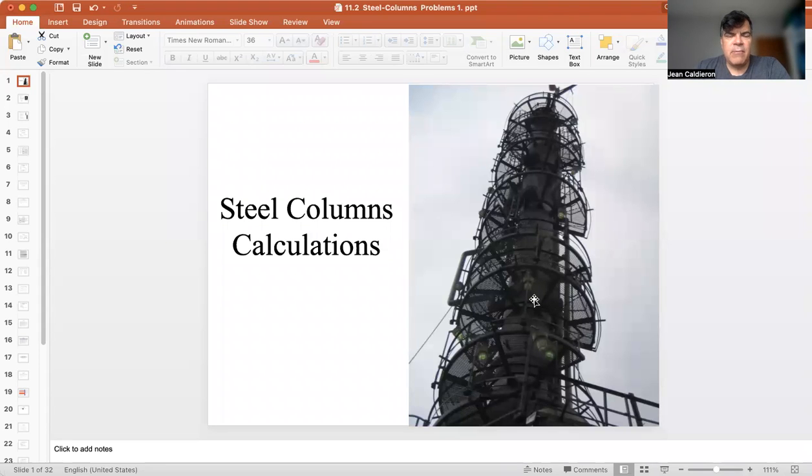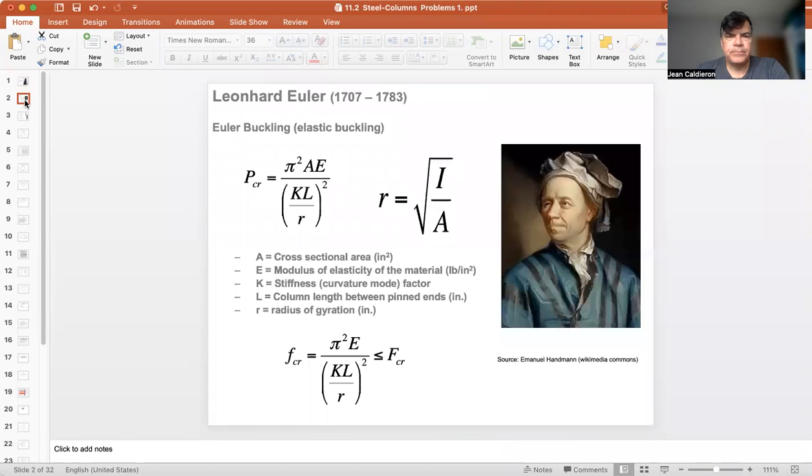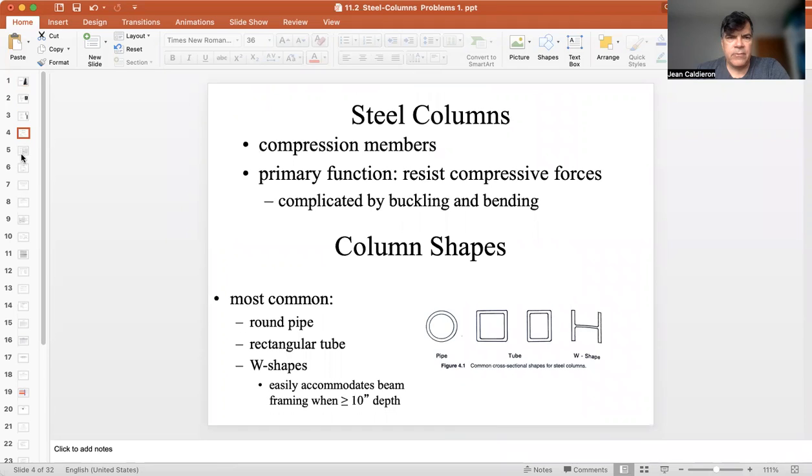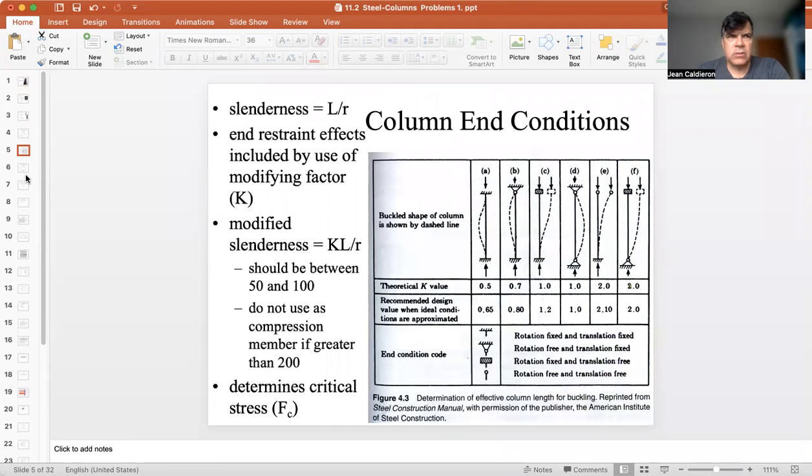This class is about the problems of steel calculations. I will not explain the theory of this class because we already did that during the classes. I spoke about the Euler formulas and the types of failures that we can have, different types of steel connections. And we have another PowerPoint where I explain theory related to columns. I will instead concentrate on the problems, and we will be doing only one problem today. It's the same type of problem that we will be evaluated on during module 11.